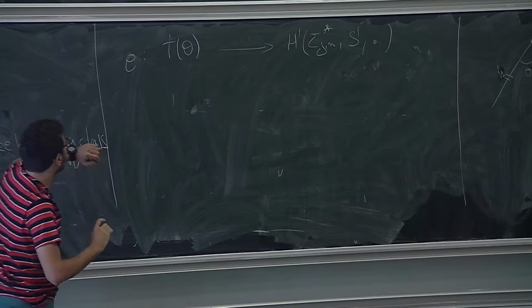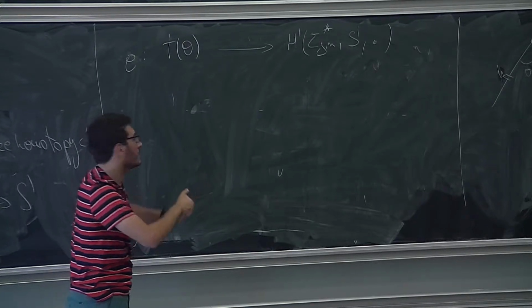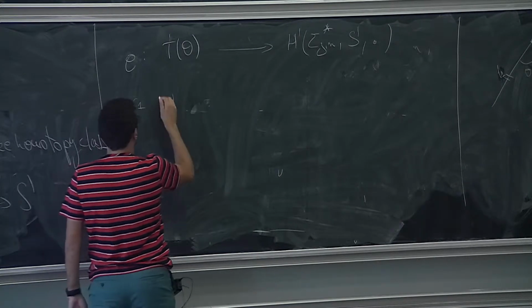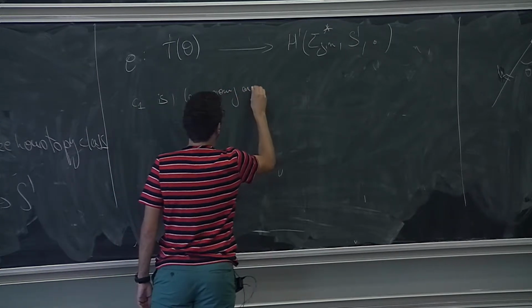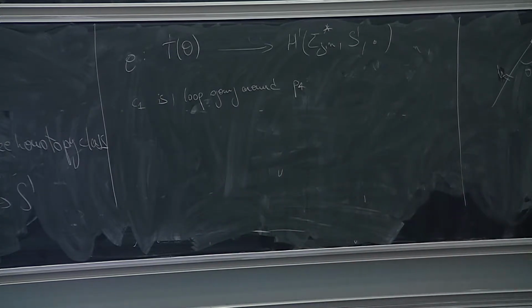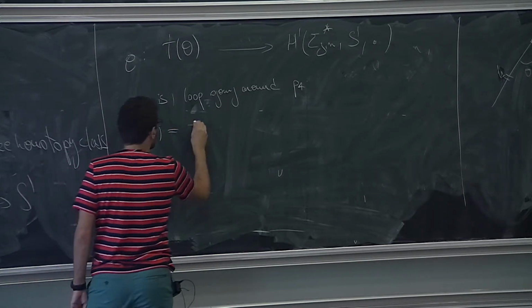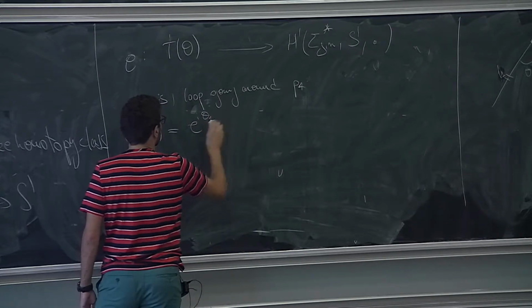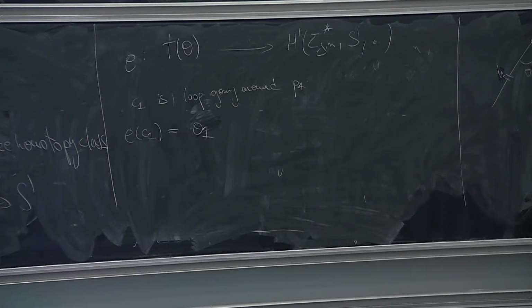And the one thing I wanted to say is that if you were to take a loop that goes around a singularity, so if C1 is a loop going around P1, where P1 is one of my two singularities here, almost by definition, rho of C1 is always going to be equal to e to the i theta 1. Or sorry, maybe just theta 1, if I'm using this S1 to parameterize the parallel transport.